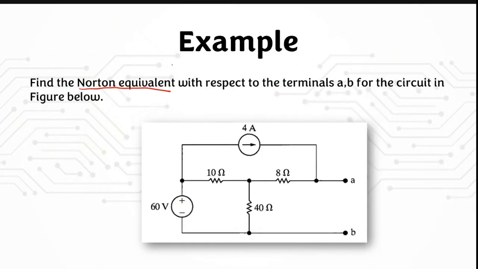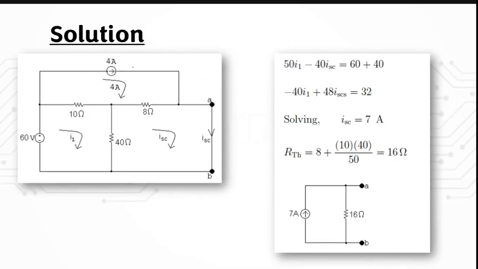Find the Norton equivalent. So you know that for the Norton equivalent, you need to find IN and RN with respect to the terminals A and B. All right, for this example, we use the mesh analysis in order to calculate ISC here, which is the short circuit current, where the short circuit current is equal to IN for this one.